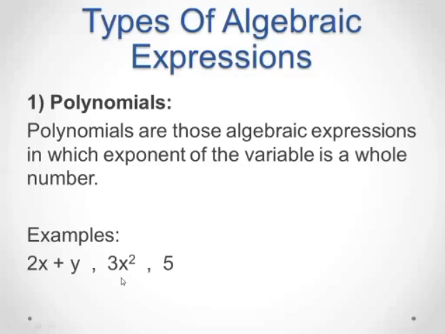Let's come to the second example, 3x square. Here the power of the variable is 2. Come to the third example, 5, which is just a number. There is no variable written with it, but if I write any variable over here, then its power will be 0. So all these three polynomials are having the variables with the exponent as whole number.